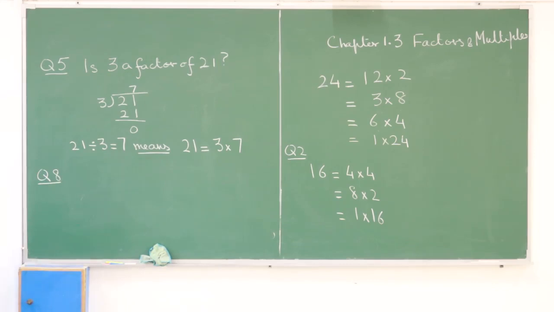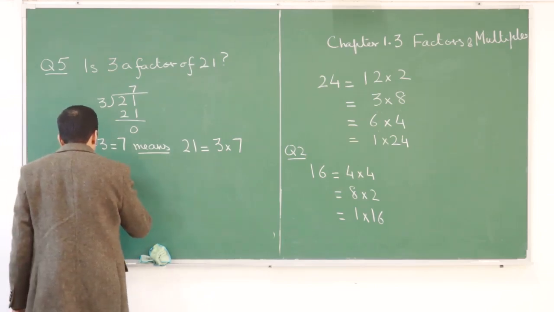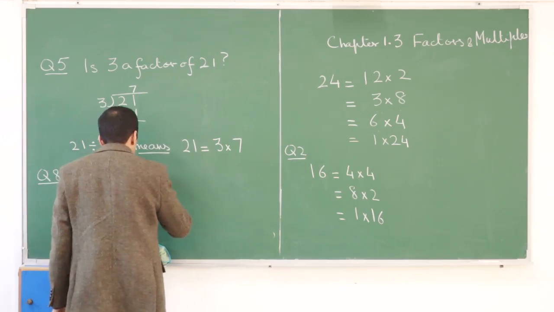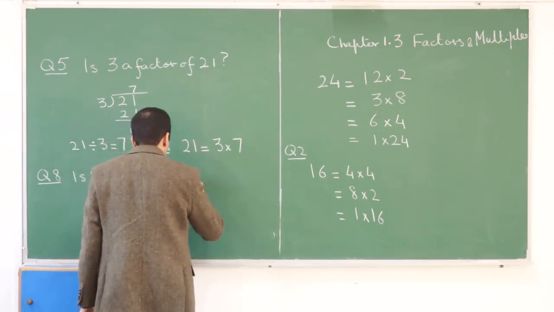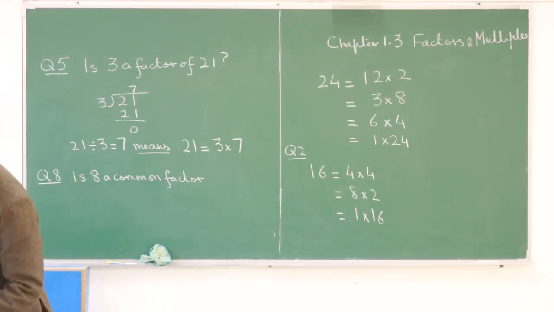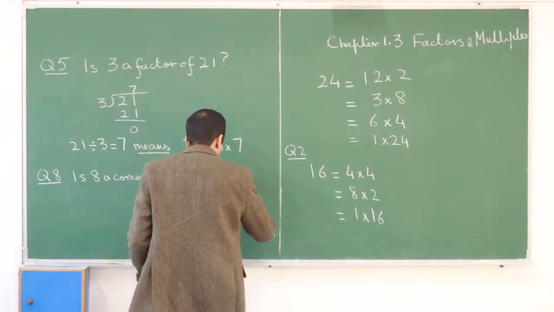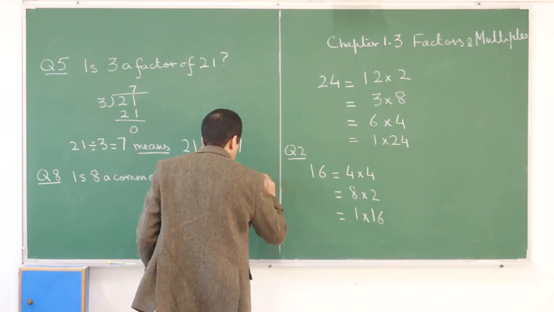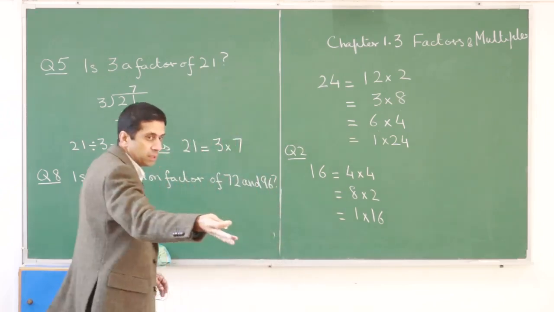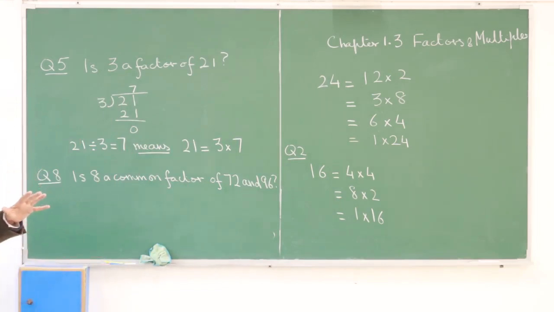Question 8. Is 8 a common factor of 72 and 96? How would you do this? What does it actually mean? I want to understand the question first. Does 8 come when you factor 72 and 96?